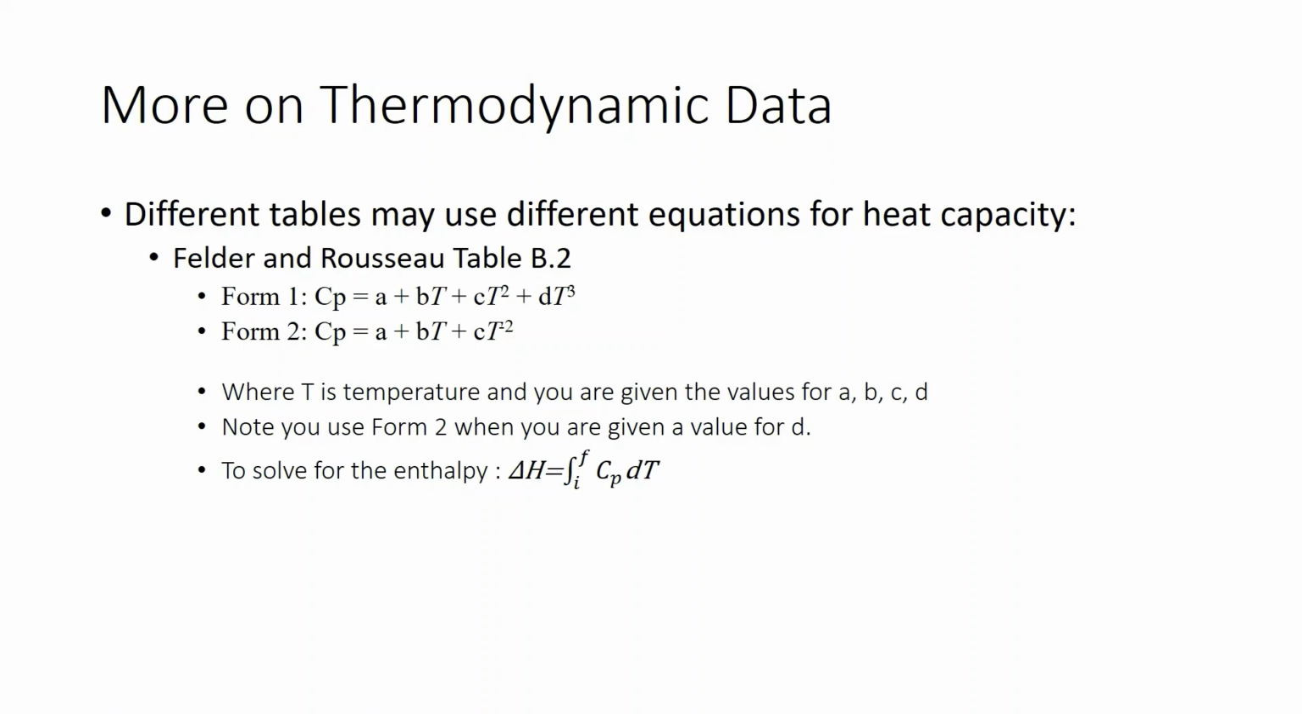A little bit more on the thermodynamic data. So there's different sources, and so these constant pressure heat capacity equations have different forms. And there's two forms in the Felder and Rousseau book that we refer to. So there's form one where you have A plus BT plus CT squared plus DT cubed. In another form, A plus BT plus CT to the negative 2. Always remember enthalpy is the integral of your heat capacity equation. If you're given the heat capacity equation, you have to integrate it. If you're given the enthalpy equation, you don't have to integrate, you just plug in temperature. So don't ever forget that.